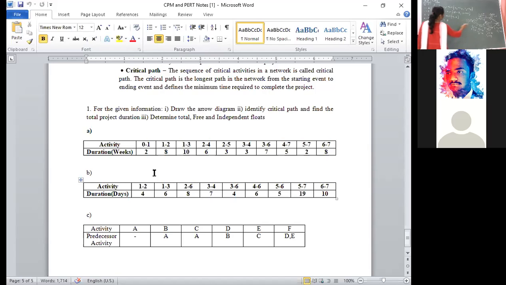Then next we need to calculate the L0 value. L0 is equal to, for 0 it is coming from 1 only, L1 minus T01. L1 value is how much? 2, minus the time duration, which is 2. 2 minus 2 is equal to 0. L0 is equal to 0.